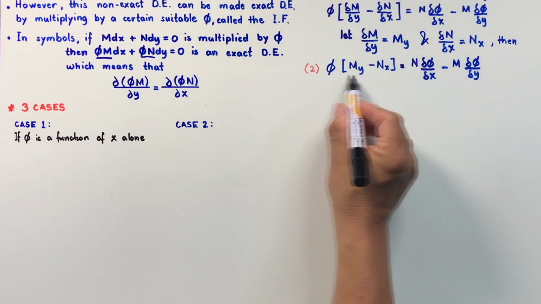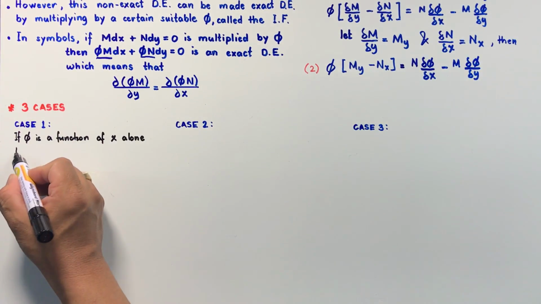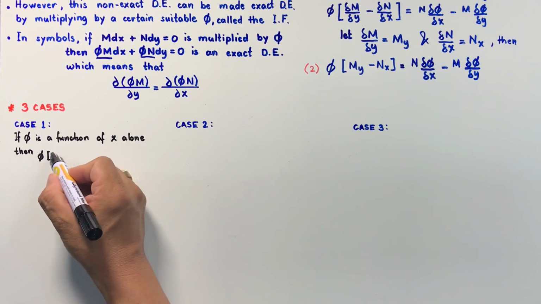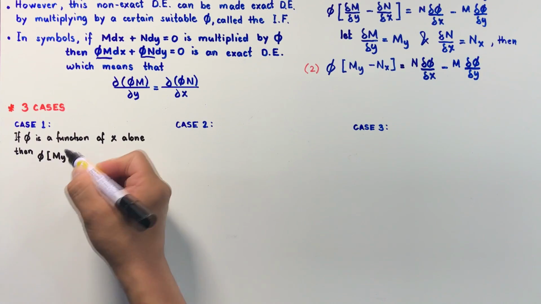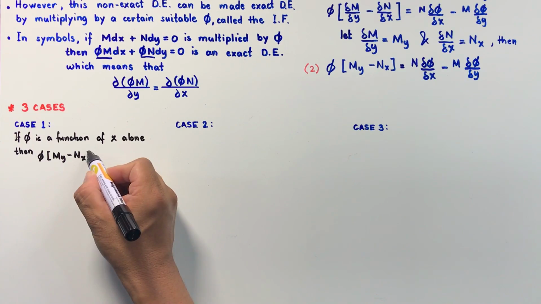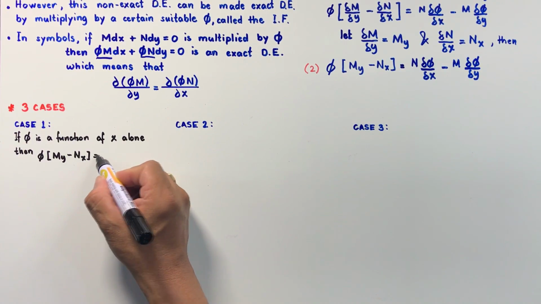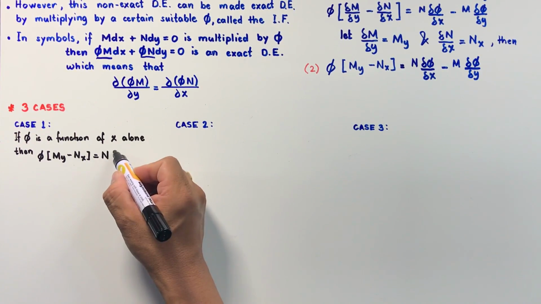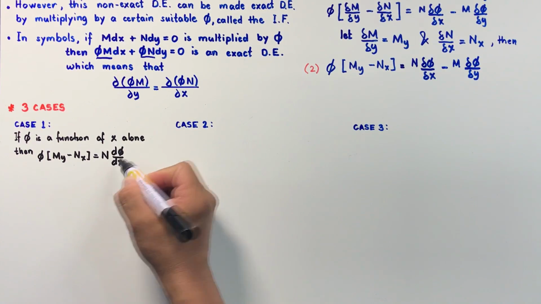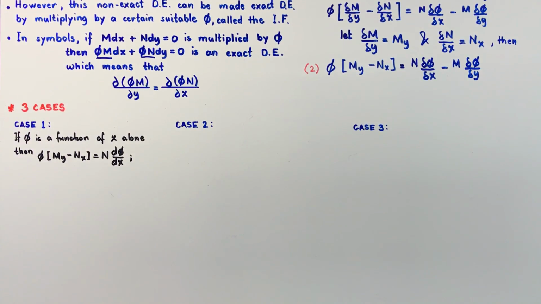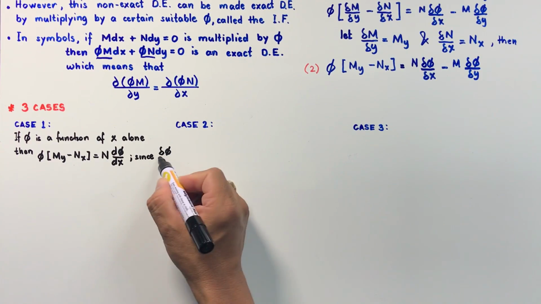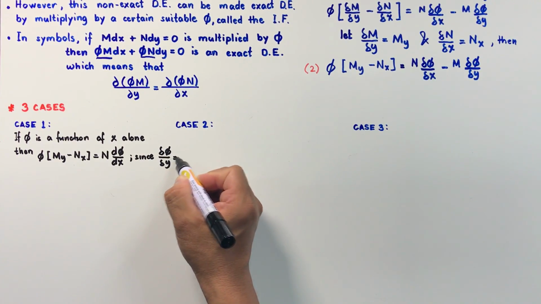Then equation number 2 reduces to phi times the partial derivative of M with respect to y minus the partial derivative of N with respect to x, which is equal to N times the derivative of phi with respect to x. And this is because our partial derivative of phi with respect to y is 0.